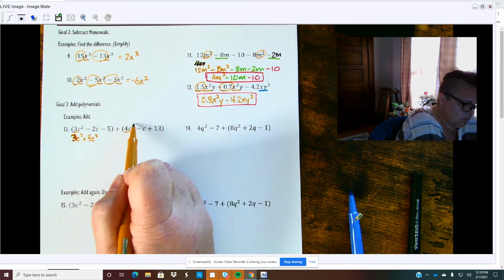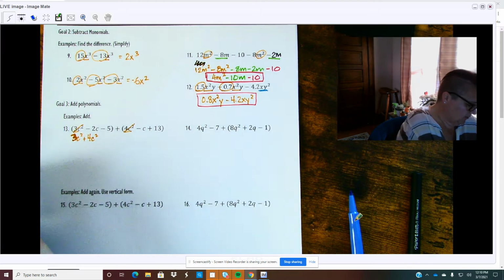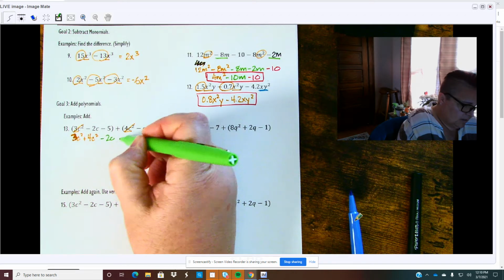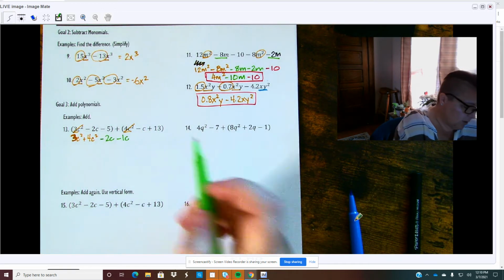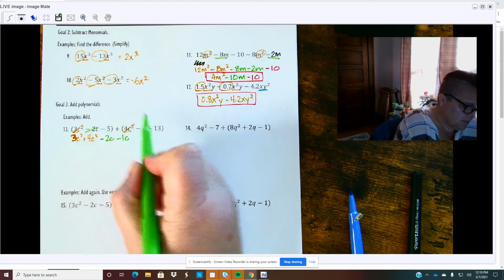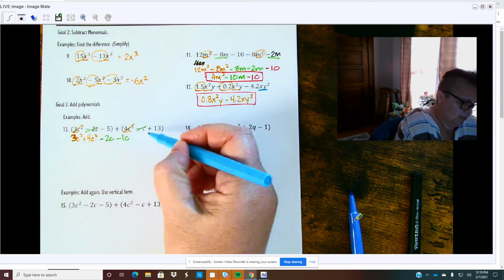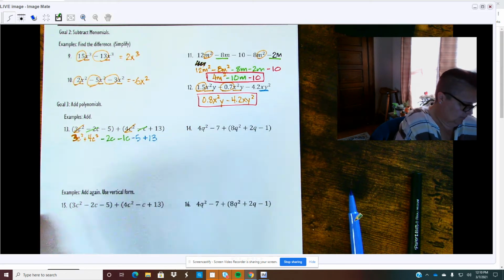Some students will draw a simple line through them to indicate that they've used them because there's a lot to look at. So if you need to do that or like to do that, that's fine. Then we've got a minus 2c and a minus 1c. We've talked about this before. If there's only one of them, you can put the 1 in front if it helps you to remember. And then my constants, I have a minus 5 and a plus 13.